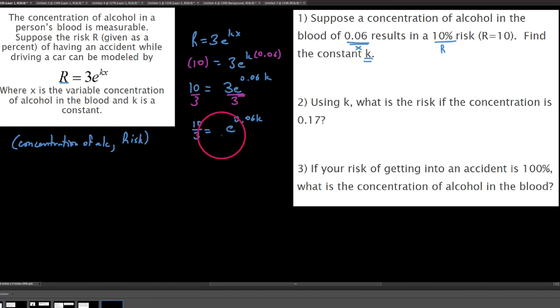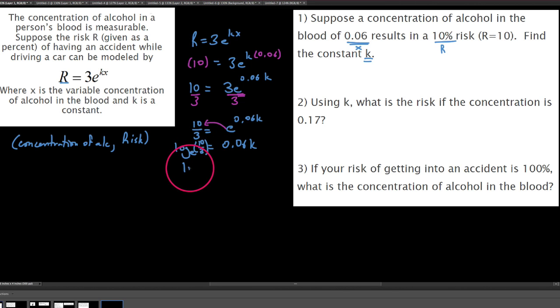Now that we have this base isolated, we're going to rewrite this as a logarithm. Rewriting it as a logarithm, we would have log base e, the same base that we have over here, of 10 thirds, and that would be equal to this 0.06k, the thing we took e to the power of to get this 10 thirds in the first place.